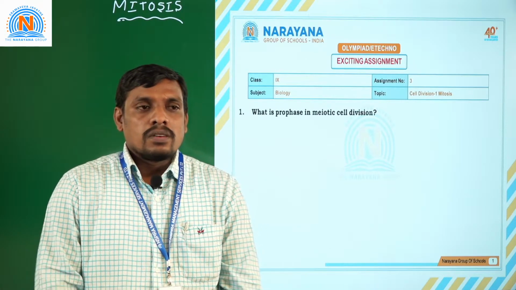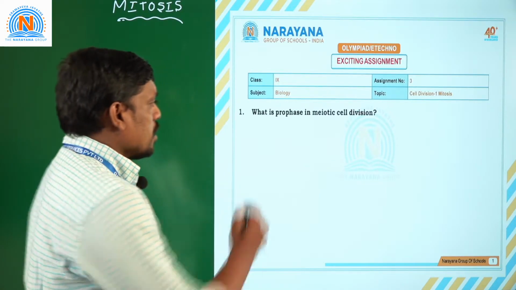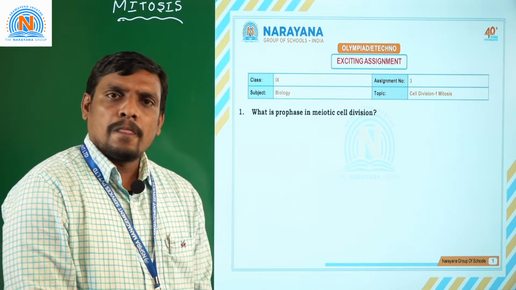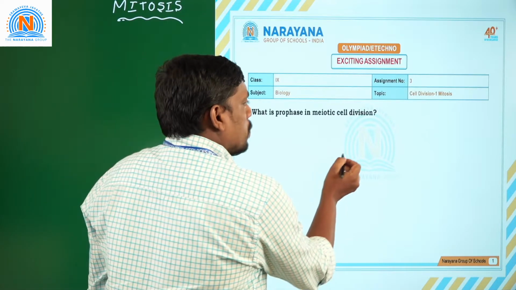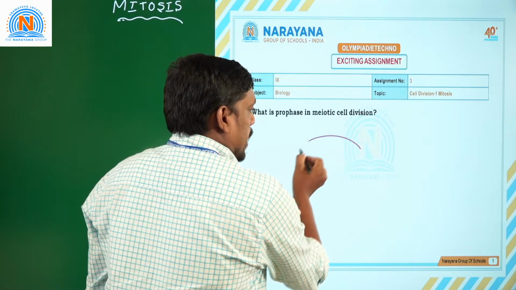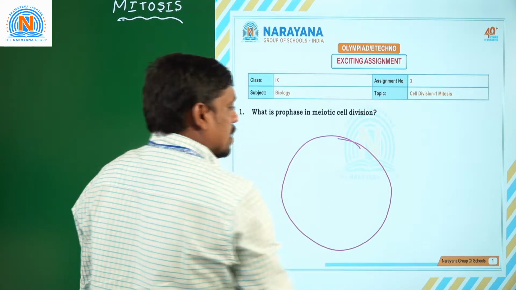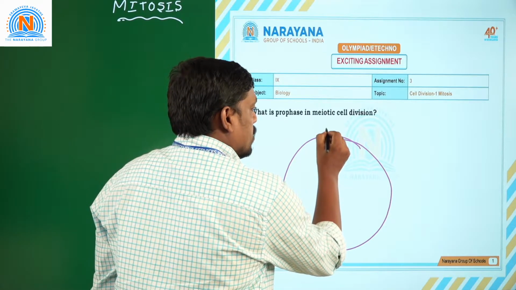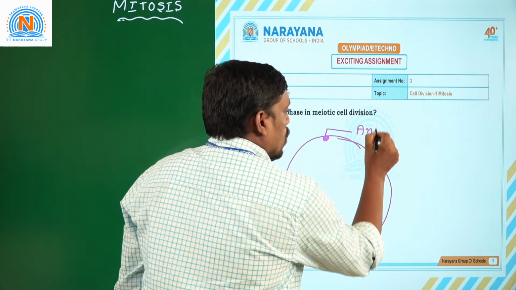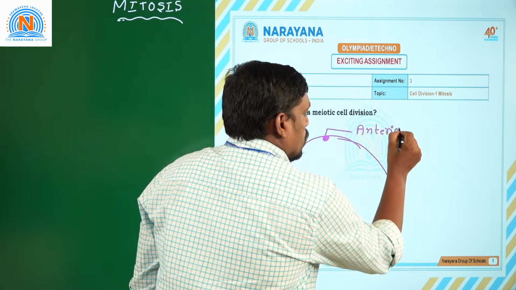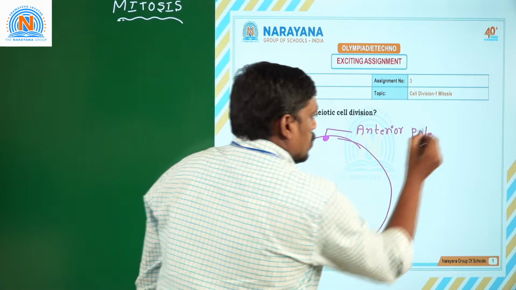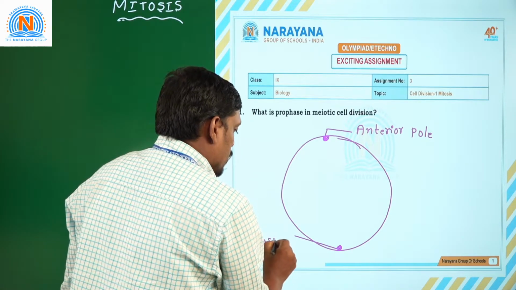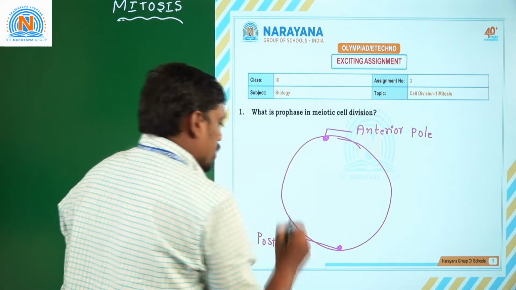Now let us see the first stage, called prophase. What is a prophase in meiotic or mitotic cell division? You know that during cell division, the cell generally looks like this. Here, this is called the anterior pole, whereas the opposite one is called the posterior pole or inferior side.